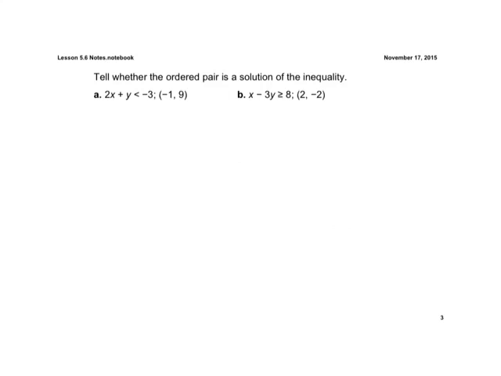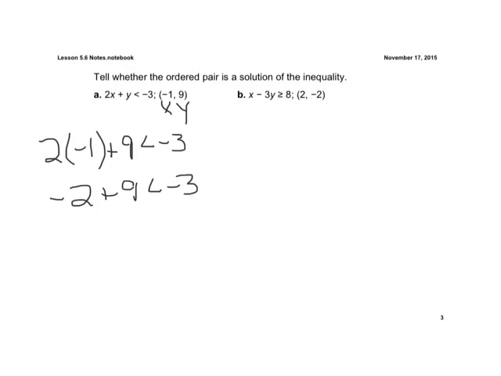Alright, let's do a couple examples of whether or not this is a solution. Okay, now think back to previous sections. All we need to do to figure out if it's a solution is plug in -1 for x and plug in 9 for y and see if it's a true statement. Okay, so we're going to rewrite that. Plug in -1 for x. Plug in 9 for y. That's less than or equal to -3. We've got to see if this is true. Remember, if it's true, it's going to be a solution. If it's false, it's not a solution.